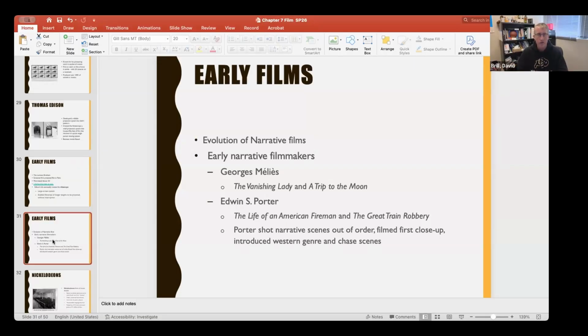Early narrative filmmakers, Georges Méliès, The Vanishing Lady and A Trip to the Moon, very famous around 1903. Again, if you Google them or go on YouTube and search, you can see just how primitive some of these were.